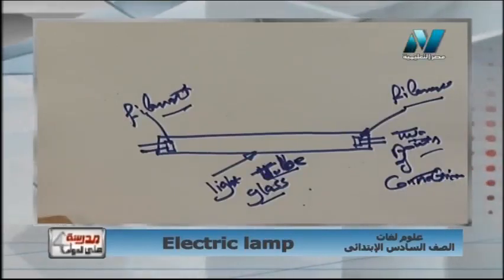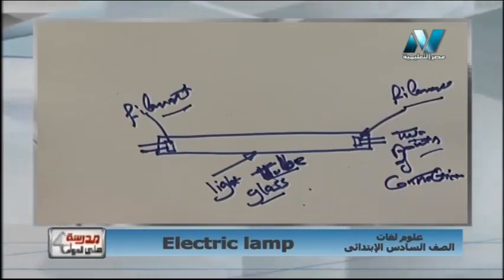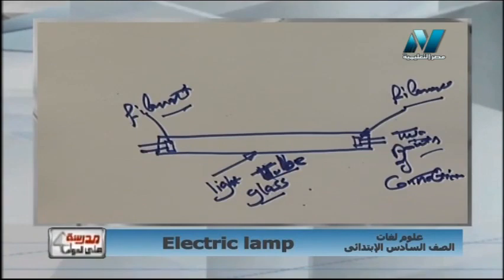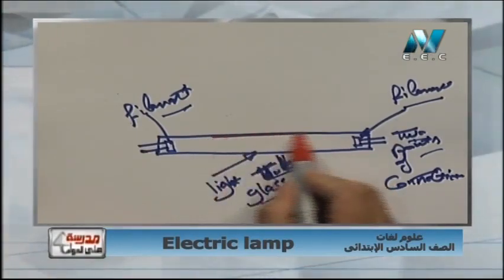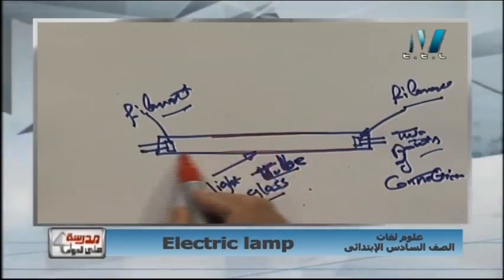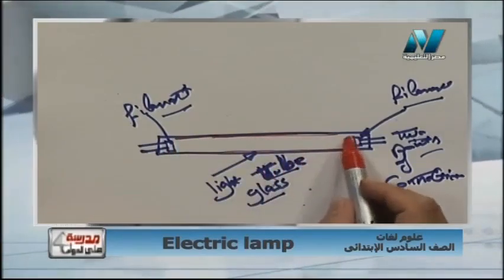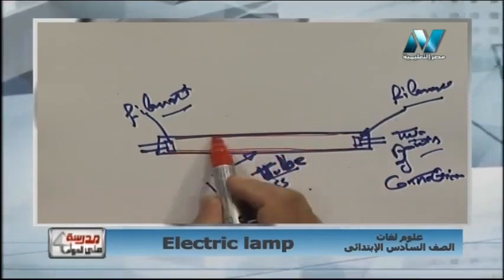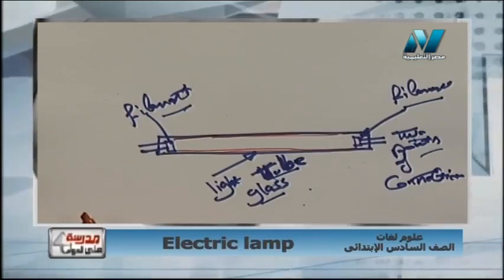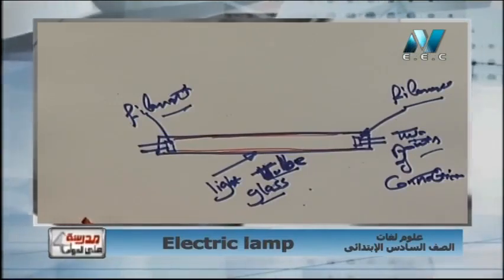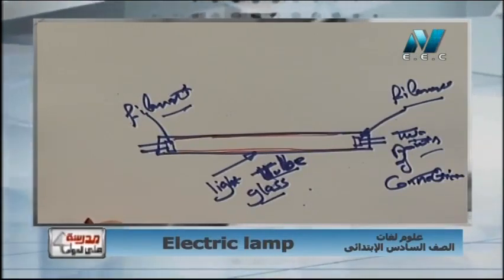So what about the inner structure? The inner surface of the lamp is covered with phosphoric material. Whoever made this lamp was thinking very well. Why? Because he covered the inner surface, all of it, with phosphoric material to increase the light intensity. We know that phosphoric colors increase the light intensity.